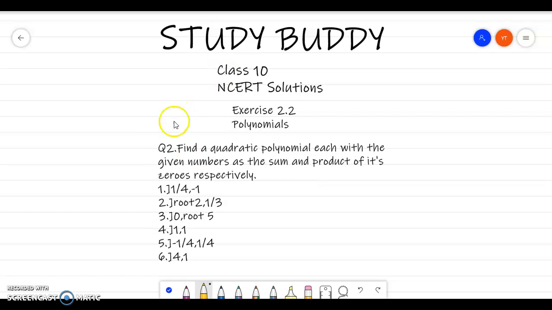So today we are gonna solve the second problem from exercise 2.2 of the polynomials chapter. So let's get started with the second question. Question number 2. Find the quadratic polynomial, each with the given numbers as the sum and product of its zeros respectively. So they've given us some sets of numbers for which we have to find the quadratic polynomials.